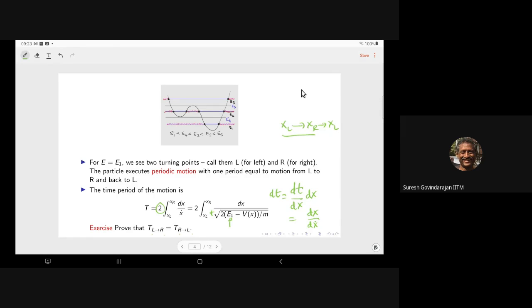Is this okay? It is important to realize that periodic is not the same as simple harmonic.